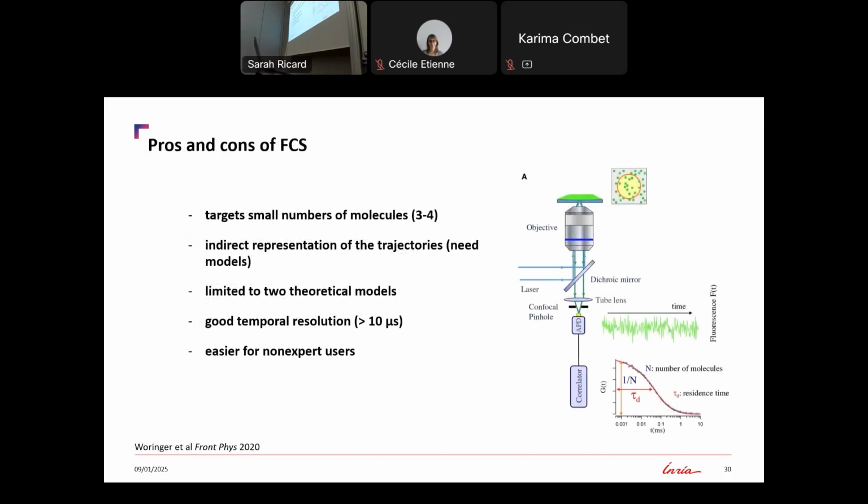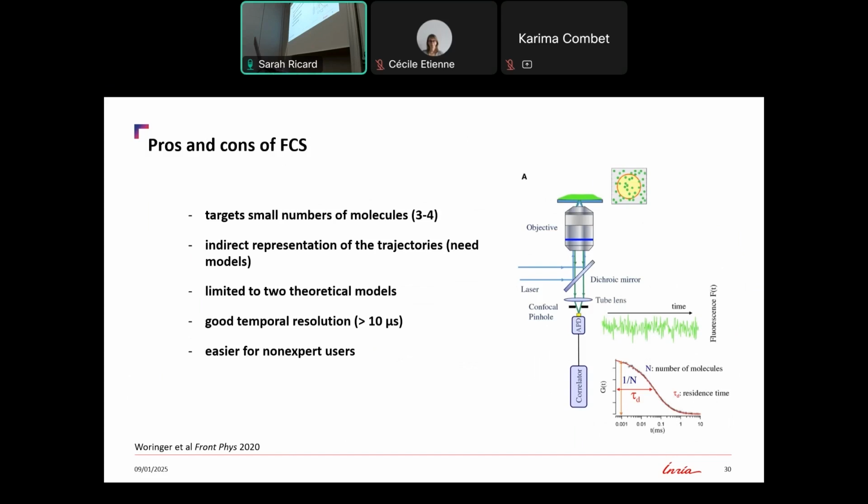Okay, so pros and cons as well. For it to work, you need the number of molecules in your imaging volume to be small enough. Small means 3 or 4. That means that you can look at the movement, the trajectory, of small numbers of molecules. So it's not single molecule like I showed you before, but it's still a small number of molecules, 2, 3, 4, 5, right? But you have a non-direct representation of the trajectory. What you have is an autocorrelation of the number of photons, and you have to infer your parameters from this. That means that you have to have a model for that, just like I showed you for Brownian motion.